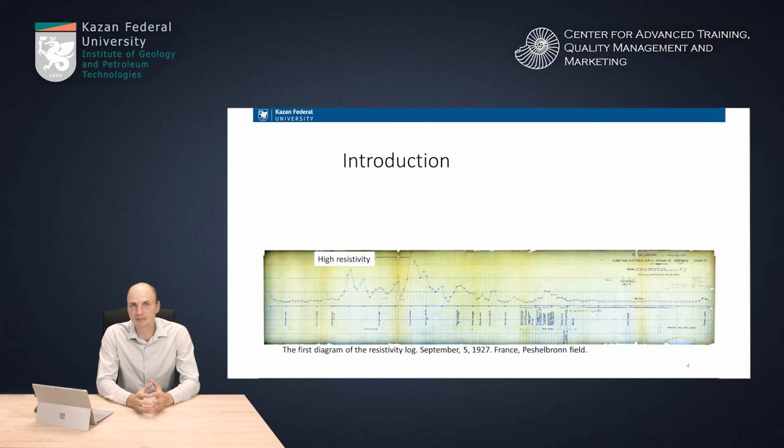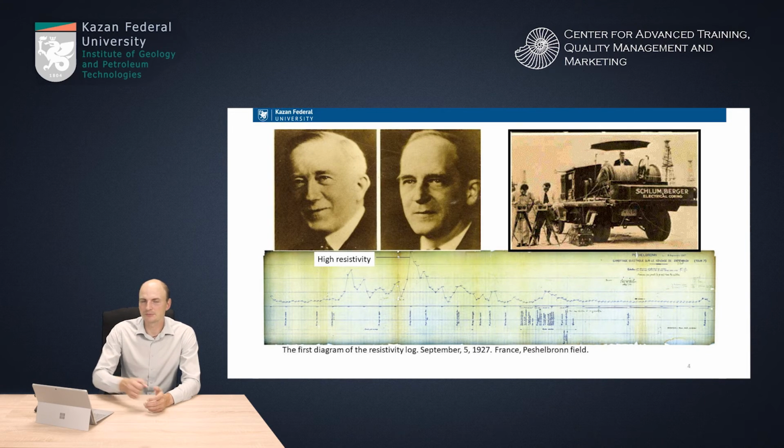Let's start from the very beginning. The well log started on the 5th of September 1927. On this day, two brothers, named Schlumberger, created their own designed equipment and brought it down the hole. And they obtained a special diagram that they called the Carottage électrique, which measures the resistivity of the formation. Finally, they got this kind of graph.